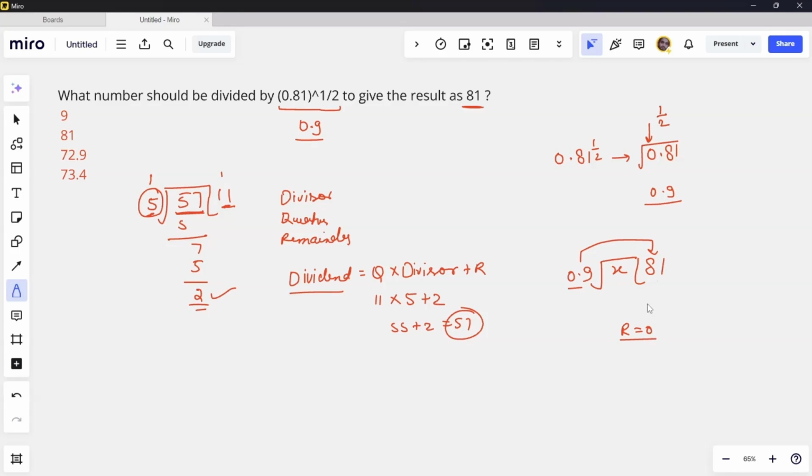Now if we want to find this number, what will we do? If we want to find the dividend, the formula is quotient into divisor plus remainder. Our quotient is 81, our divisor is 0.9. So 81 into 0.9, we simply do 81 into 9. 9 ones are 9 and 9 eights are 72. So it becomes 72.9. So the value of x is 72.9. It means our third option is the correct option. Thank you.